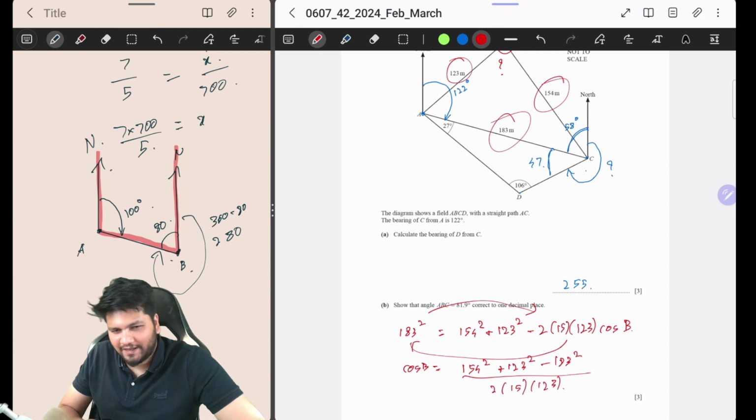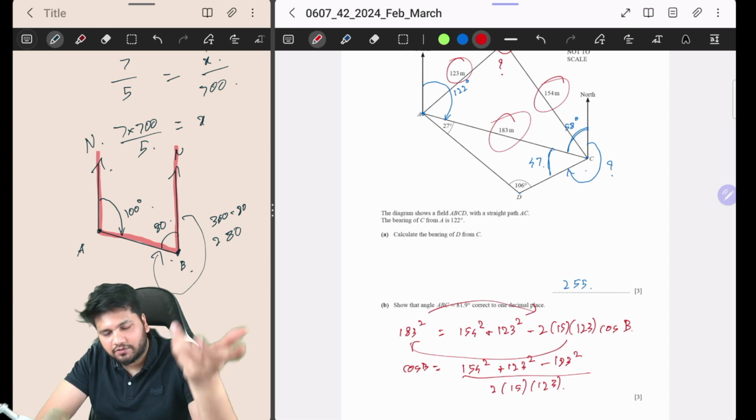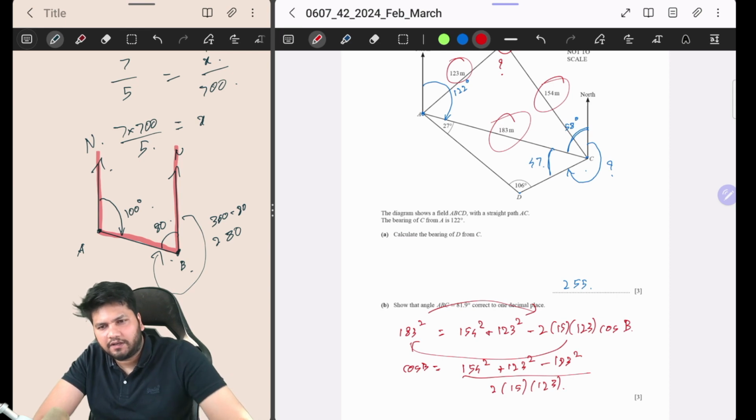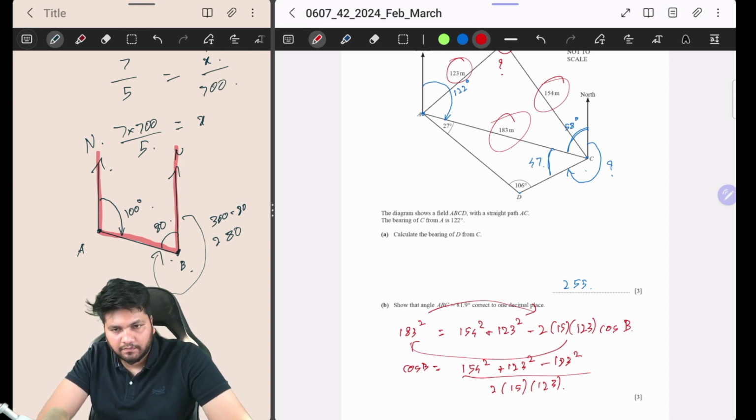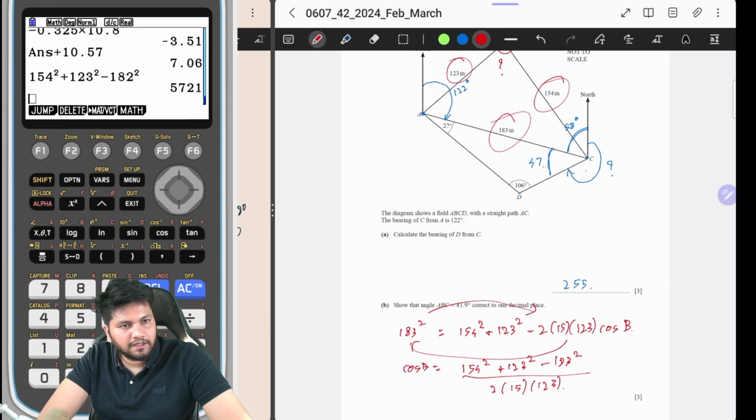Now, of course, generally people make a mistake when they get a value more than 1. So 100% you are wrong. With respect to calculation, there could be an error. Otherwise, you are right. So let's see. Yeah, you see 154 squared plus 123 squared minus 183 squared, you get the answer of 5721. That you divide by, in brackets, I use a lot of brackets, 2 times 154 times 123. Yeah, that's it.